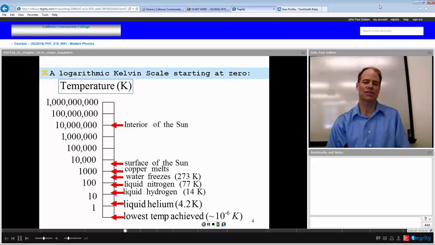The interior of the sun, the very interior of the sun, where fusion takes place, is on the order of 10 million degrees Kelvin. You need those kinds of temperatures to bring the nuclei together so that fusion can take place.